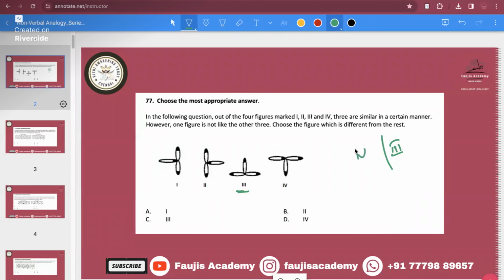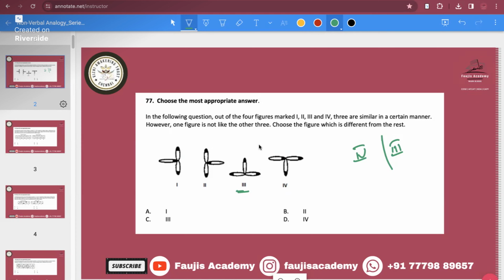Good. The one who said D, can you please tell me with what logic you thought D was the answer? The shaded portion in the other three is extremely opposite, but in the fourth it is in plain sight. That logic is also correct.